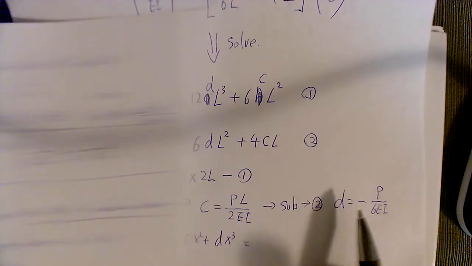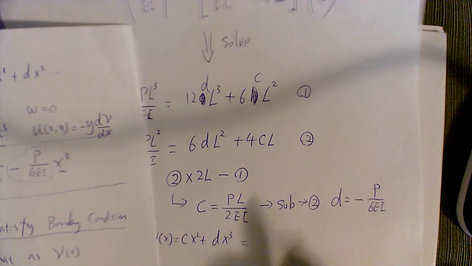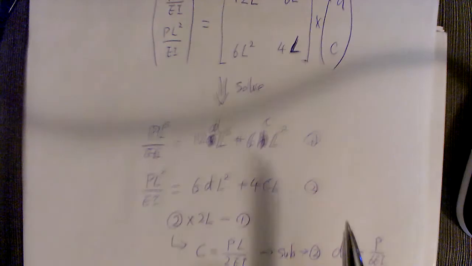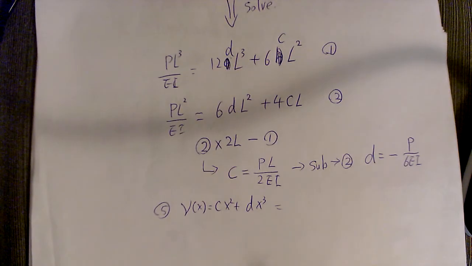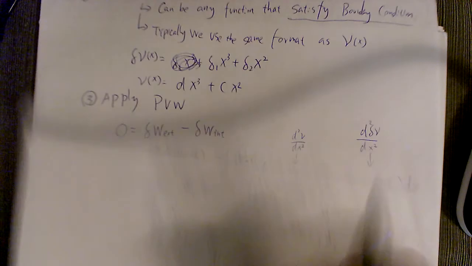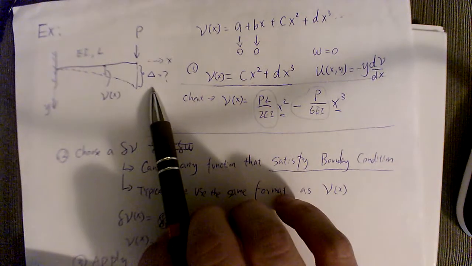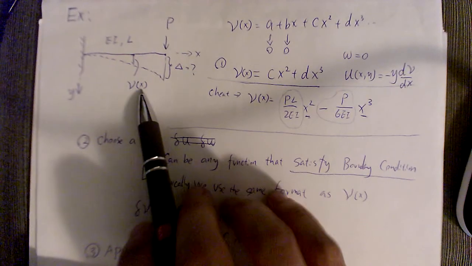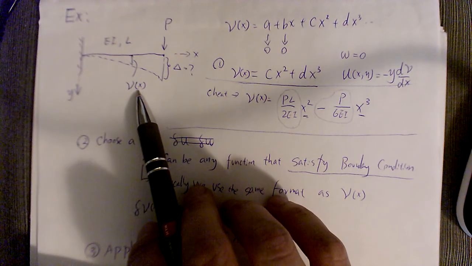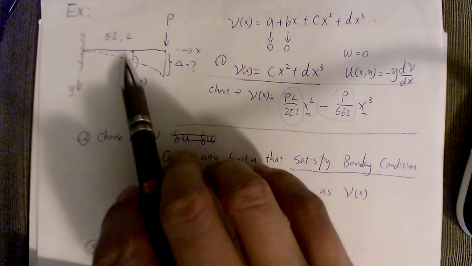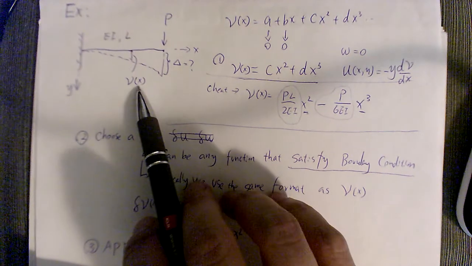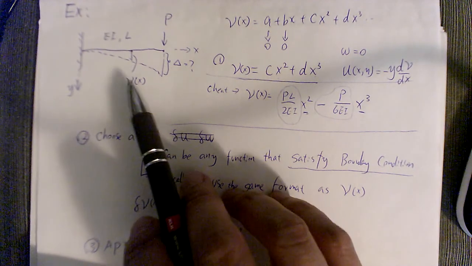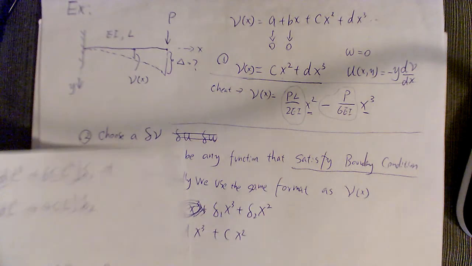Don't believe it? Here. So basically this is how we use principal virtual work to solve for the, oh, you didn't solve for delta. Well, I solved for the entire thing. If you want delta, you just plug L in there, you get delta. If you want the half span, you plug L over 2 in here. That's how it works.